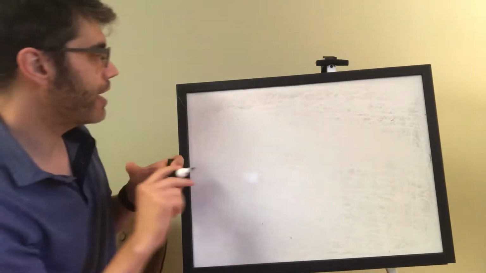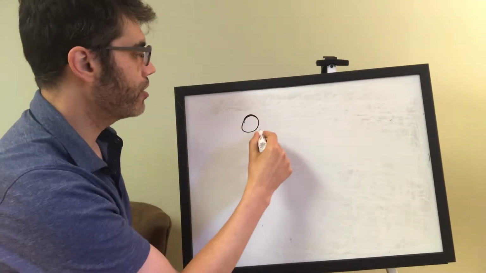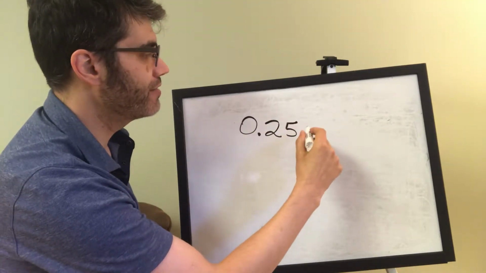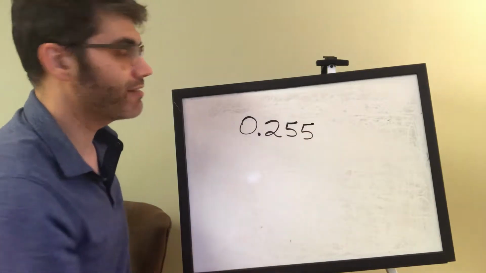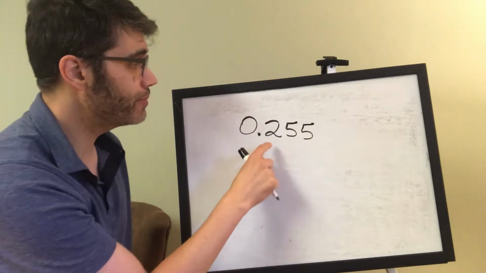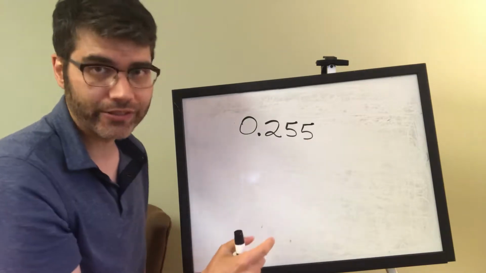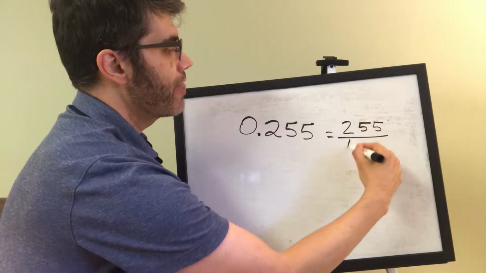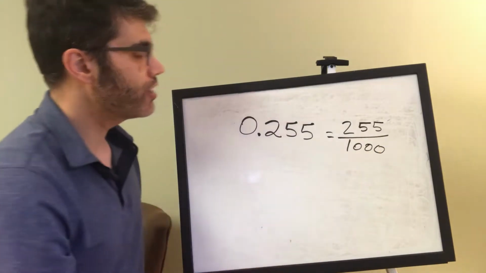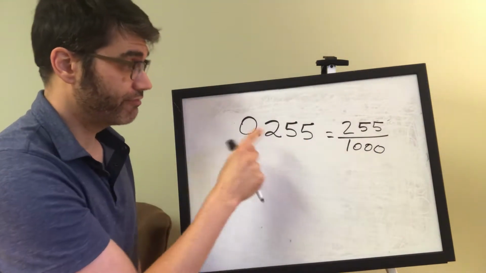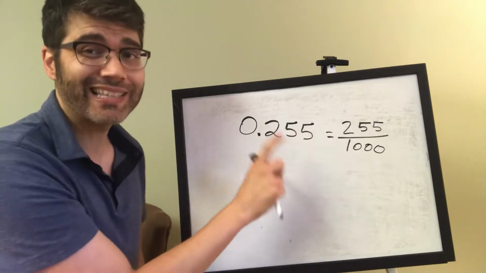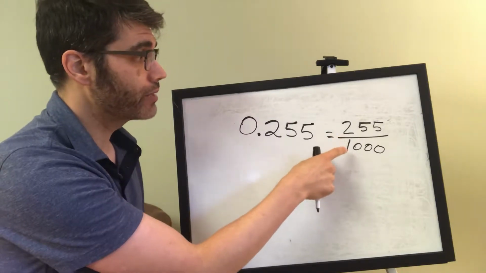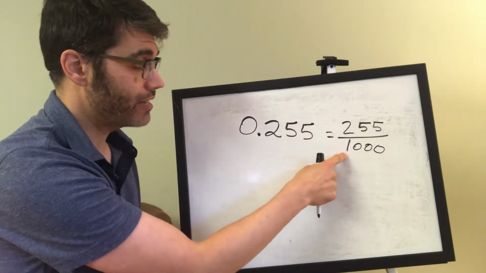Let's say that we have 0.255. So that's going to be tenths, hundredths, thousandths. So this is going to be 255 thousandths. This is the fraction version of this decimal, but it's not simplified. We need to simplify it. So we would need to figure out a number that goes into both 255 and 1,000.